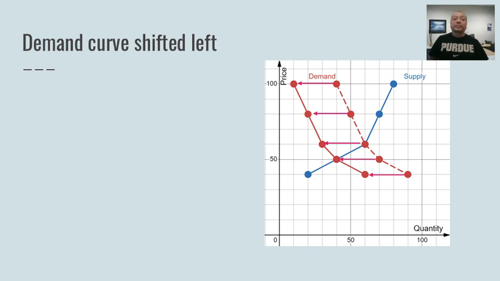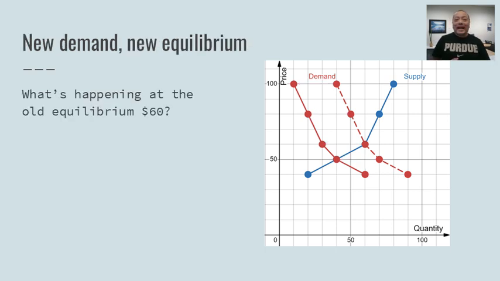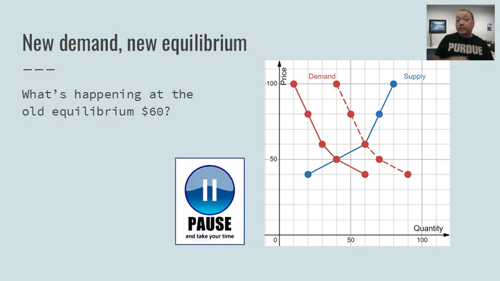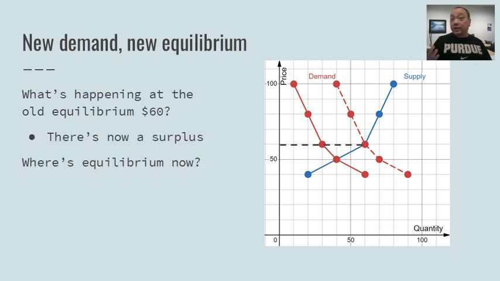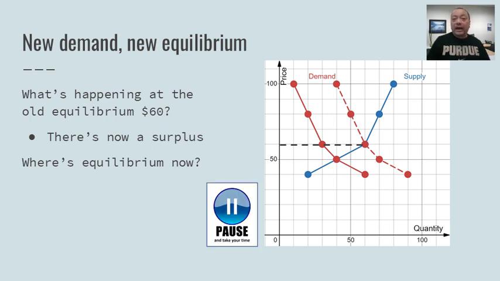Let's practice getting some information out of these graphs. What's happening now at the old equilibrium price of $60? Press pause, think about it, and come back. The answer is, at $60, the new demand is lower than supply. There's more supply than demand, so there's a surplus. If $60 is no longer the equilibrium price, what's the new equilibrium price now? Press pause and come back after you have the answer.